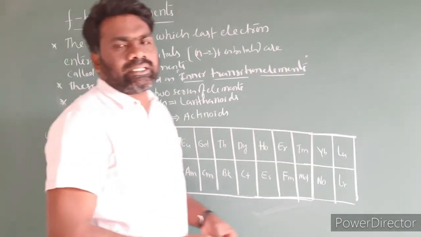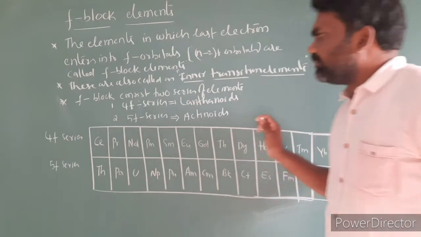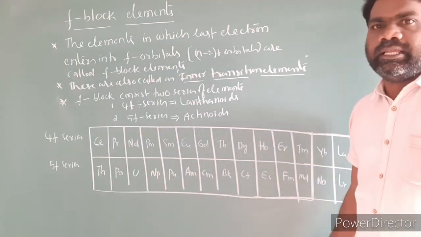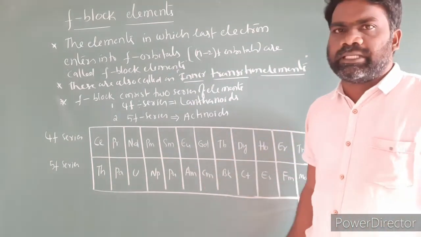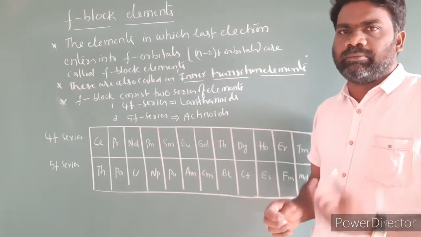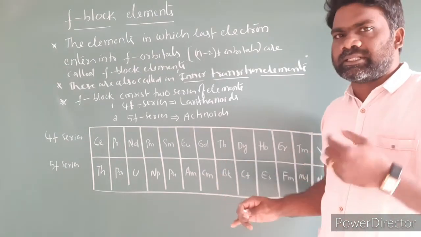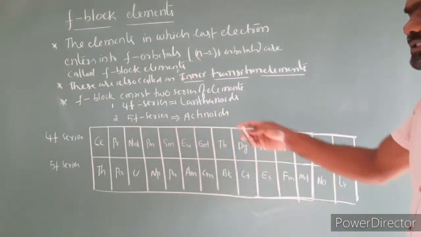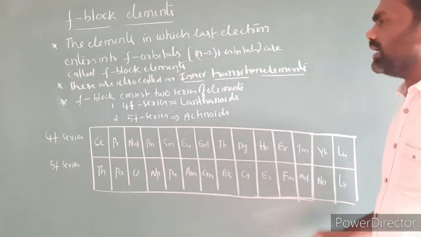Next, let us look at the position of these F block elements in a periodic table. In a modern periodic table, F block elements are placed at the bottom. Now let us look at the exact position of these elements in the periodic table.